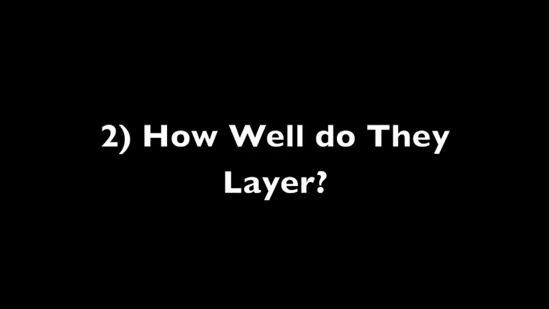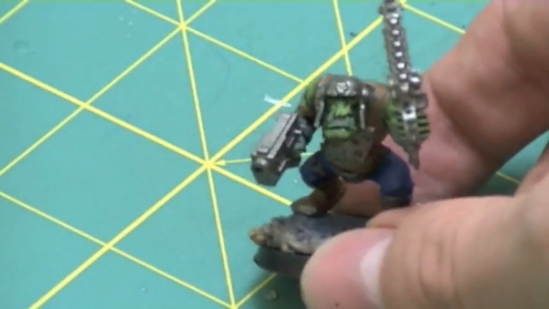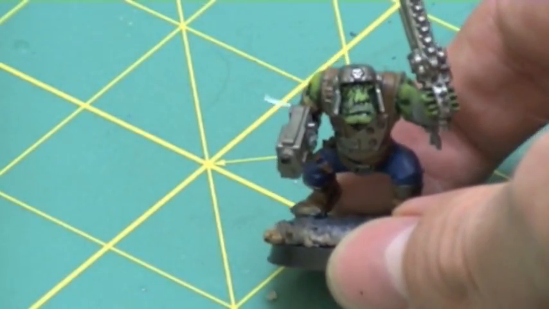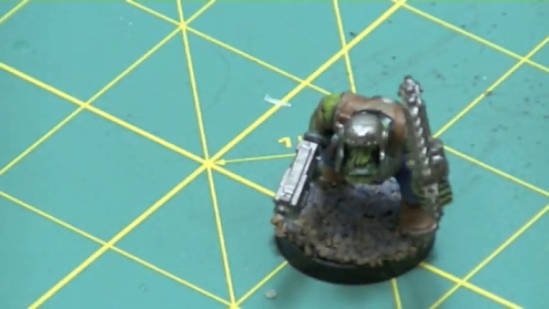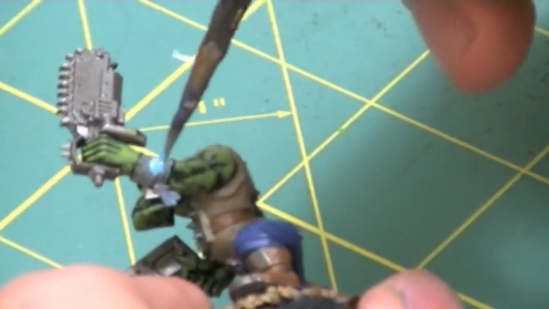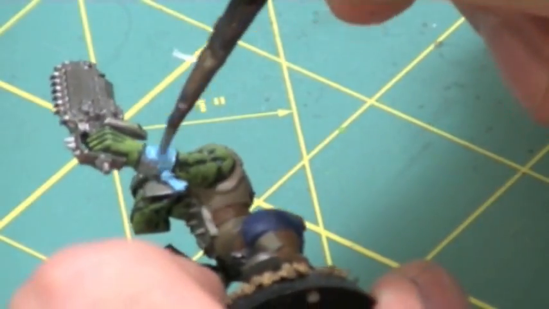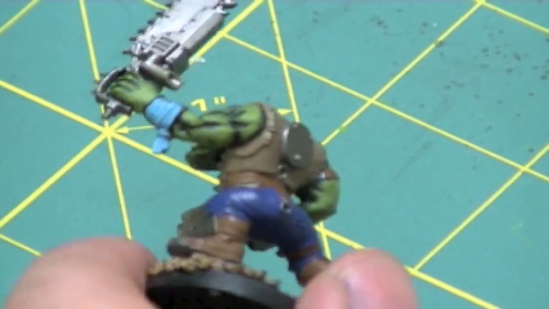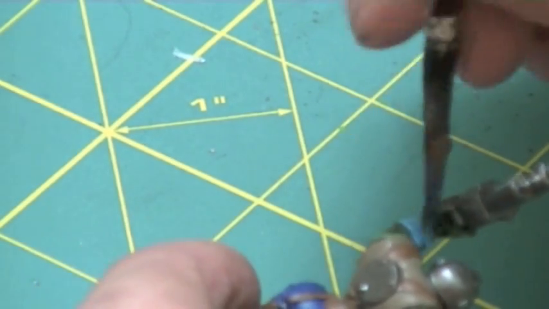So as these are called layer paints, and a lot of people have been questioning how well they go on, my next question was, how well do they layer? I'll be using this orc to test them. I started out by testing Lothern Blue on him, and I used paint straight out of the pot to paint his bands and his face.